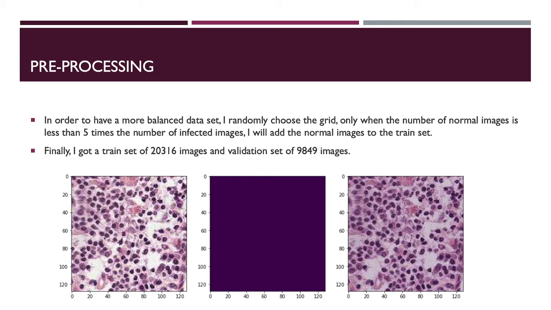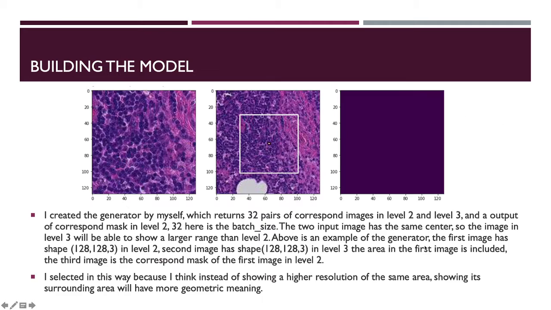Below is an example. The first image is the slide, then the tumor mask, then a combination of the two. I created the generator by myself, which returns 32 pairs of corresponding images in level 2 and level 3, and the output of the corresponding mask in level 2. 32 here is the batch size. The 2 input images have the same center, so the image of level 3 should show a larger region than level 2.